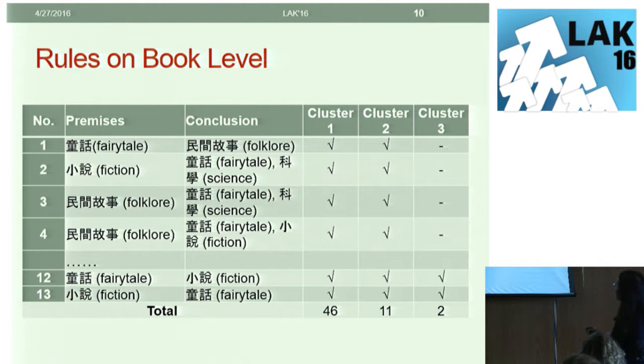Another thing I want to point out is the numbers. Cluster 1 is our good habit group. They have 46 rules mined. For the one with bad habits, only 2 rules. That means our students in the good habit group indeed read a lot more, and they have more rules.